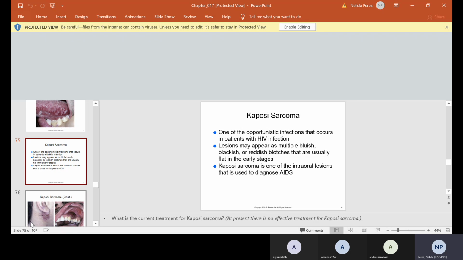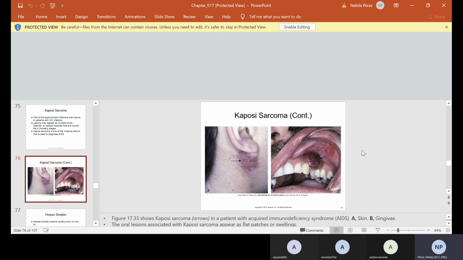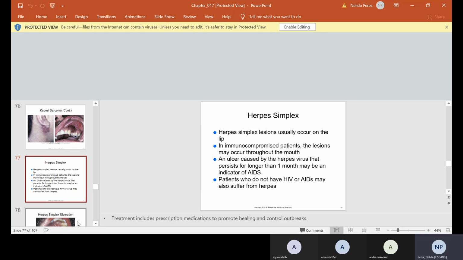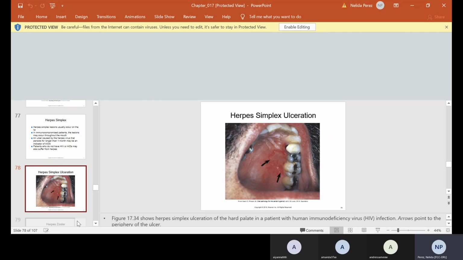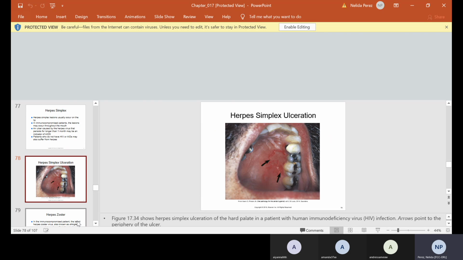All right, so here is a picture. Okay, we're almost finished, so hang in there. Herpes simplex lesions usually occur on the lip. The lesions may occur throughout the mouth, and lesions caused by the herpes virus that persist for longer than 1 month may be an indicator of AIDS. Patients who do not have HIV or AIDS may also suffer from herpes, and it looks like this.